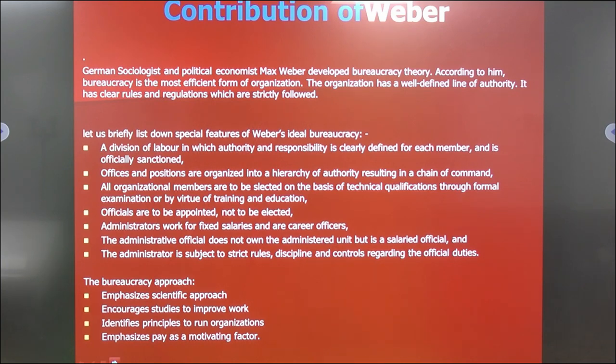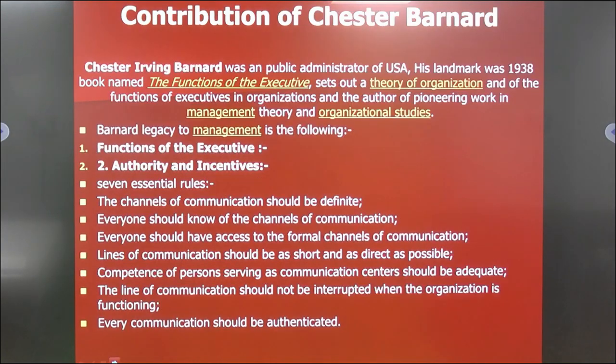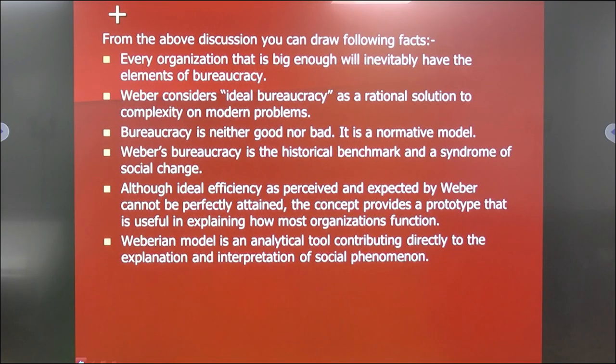From the above discussion, you can draw once again the following facts. So, what are the facts? These facts are, every organization that is big enough will inevitably have the elements of bureaucracy. Weber considers ideal bureaucracy as a rational solution to complexity of modern problems. Bureaucracy is neither good nor bad, it is a normative model.